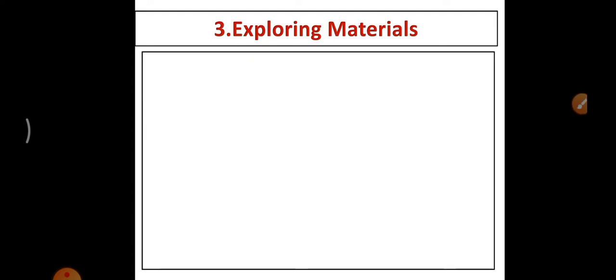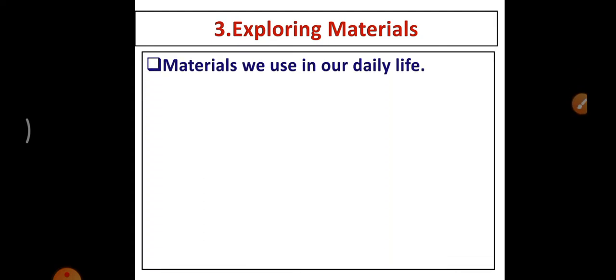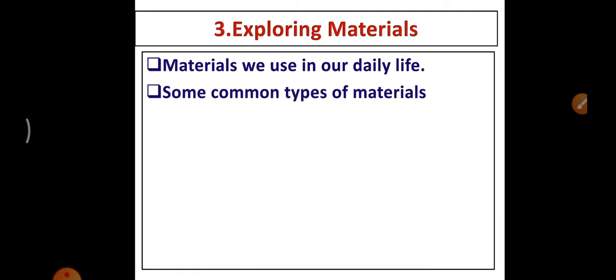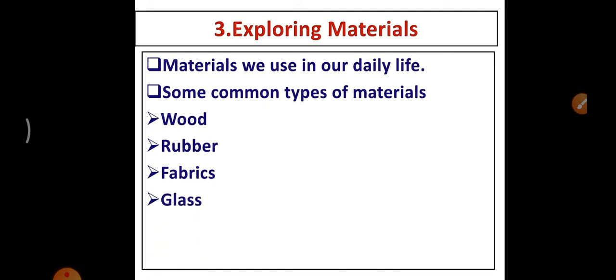Under the exploring materials we are going to see materials we use in our daily life. Some common types of materials such as wood, rubber, fabrics, glass, metal, ceramic.